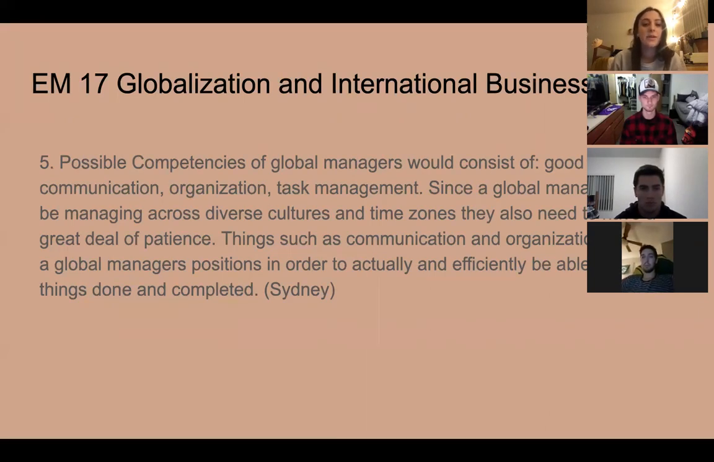Since a global manager would be managing across diverse cultures and time zones, they would also have to have a great deal of patience. Communication and organization are key to a global manager's position, considering there are so many technical issues that could go wrong. They need to be very organized to be able to get the work done efficiently.